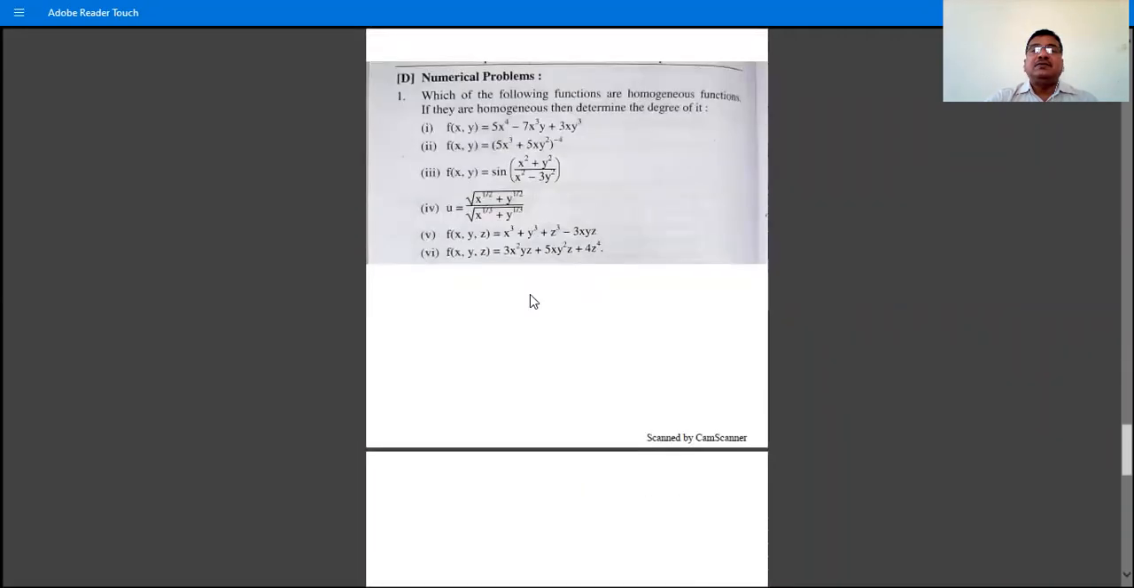So in order to check whether the given differential equation is a homogeneous differential equation, we have to check whether M and N are homogeneous functions of the same degree, because the definition is: M dx plus N dy is called a homogeneous differential equation if M and N are both homogeneous functions of the same degree. So this is about the homogeneous function and its degree. In the next lecture, we'll solve the remaining problems.